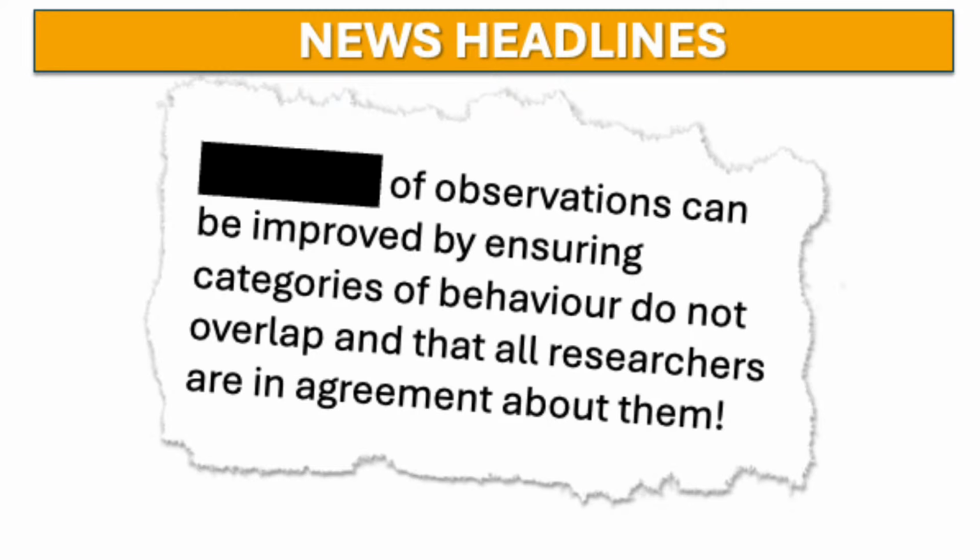So one more one word we're looking for here. Something of observations can be improved by ensuring categories of behaviour do not overlap and that all researchers are in agreement about them. What are we looking for here? So something of observations can be improved by ensuring categories of behaviour don't overlap and all researchers are in agreement about them.